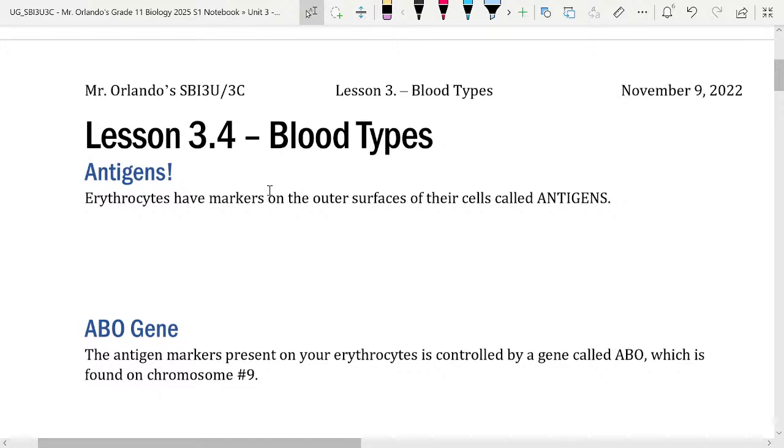Just a quick reminder, erythrocytes, which, by the way, what are erythrocytes? Red blood cells is correct. Oh, I remember.